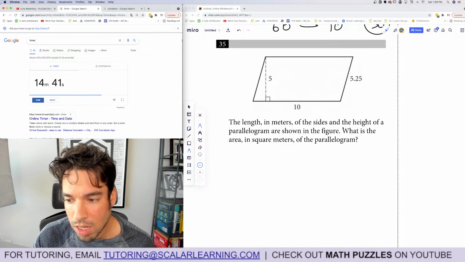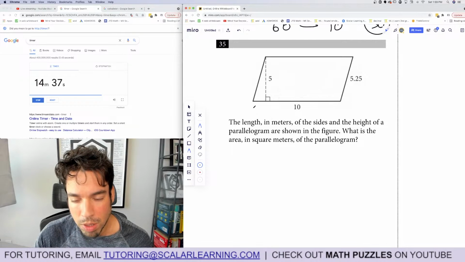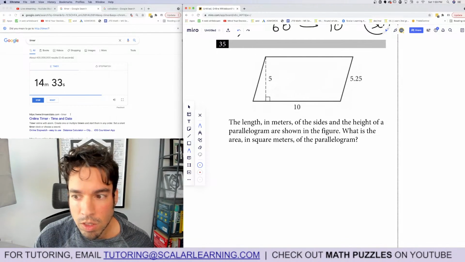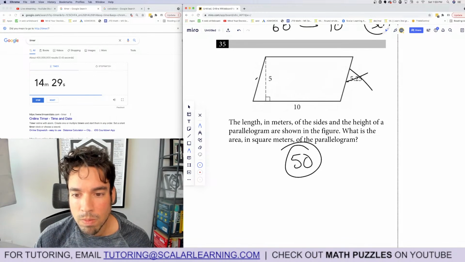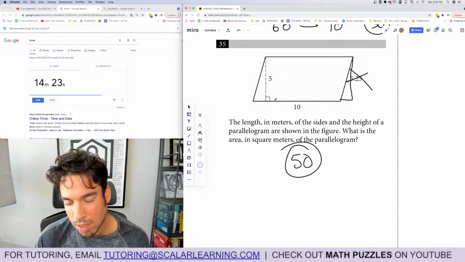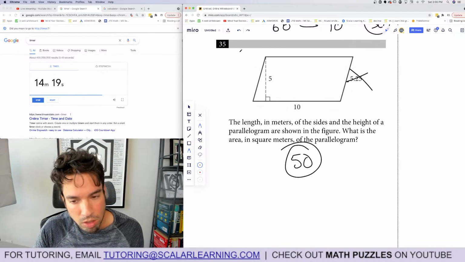The length in meters of the sides and the height of the parallelogram, the area in square meters of the parallelogram. Okay, parallelogram, we just do base times height. That's it. Very straightforward. It's 50. We don't need this value, and we're done. The other way to think about it is if you remove this triangle and plop it over here, it's a rectangle, so it's 10 times 5. If you forget the formula for the area of a parallelogram, you can deduce it like that.